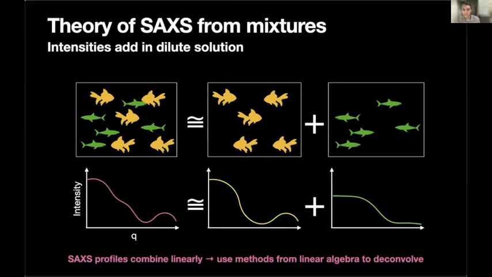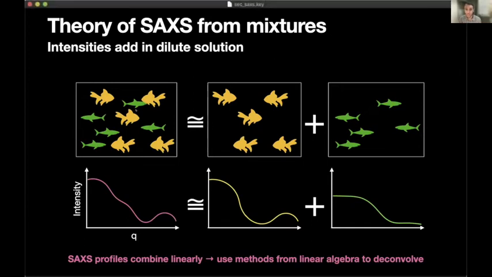The theory is that if you have a very dilute solution, where dilute means the fish are not interacting with each other, you can approximate the mixture as just independent yellow fish plus independent green fish. In that case, the scattering profiles also add linearly. The scattering of the mixture is the scattering of the yellow parts plus the scattering of the green ones, with no term for interactions between the two. So you can use methods from linear algebra to deconvolve these mixtures, and the techniques I'll tell you about are based on linear algebra.